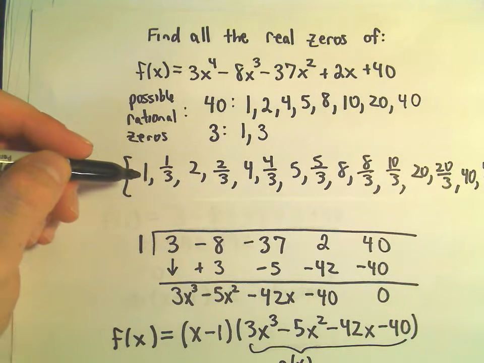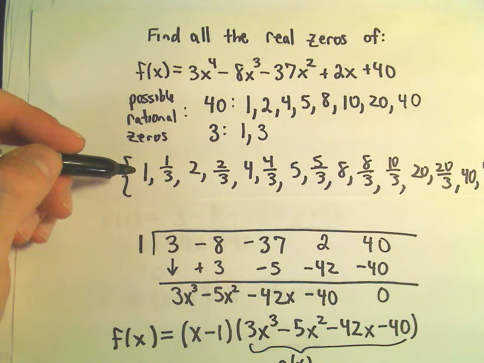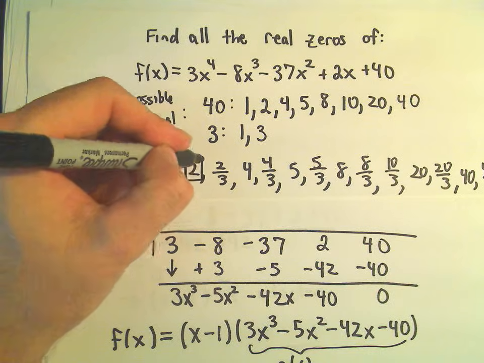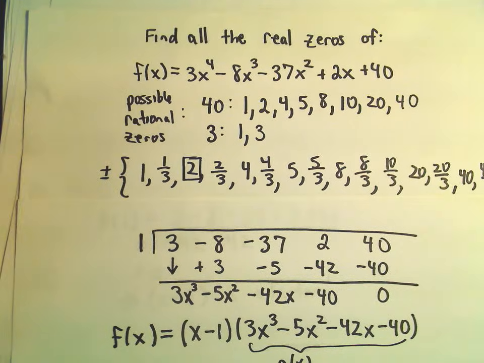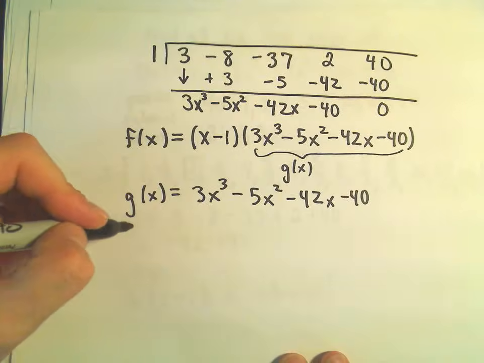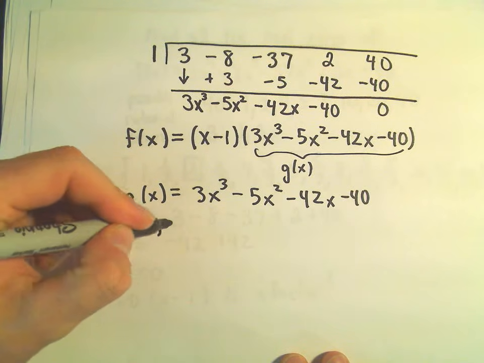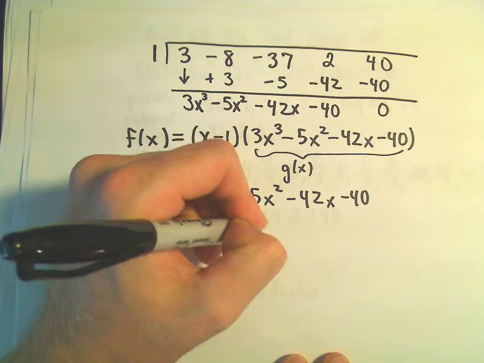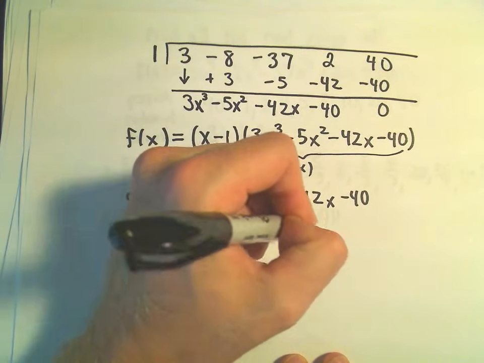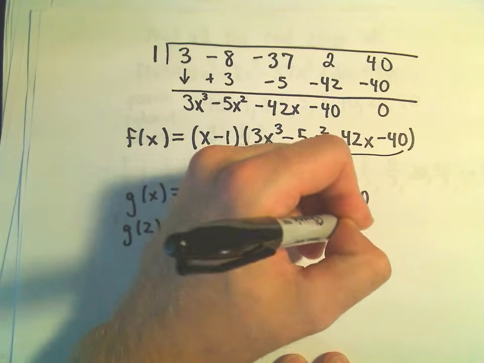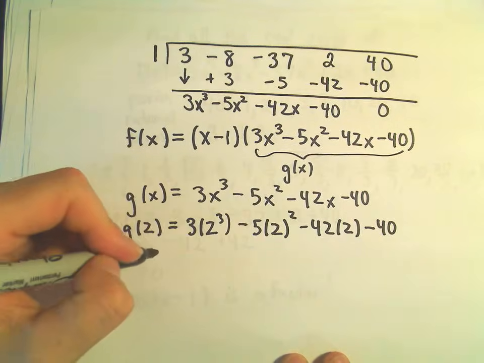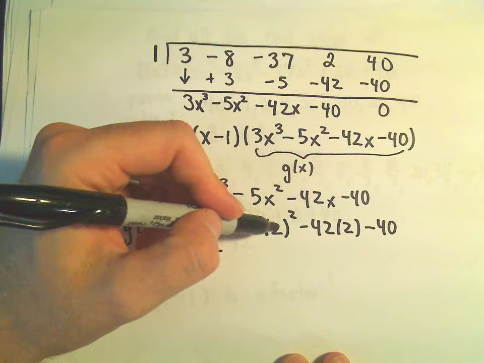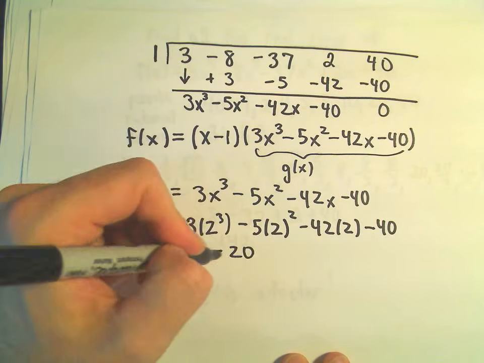We could use negative 1, but I don't think that's going to work at all. I'm going to jump over to the next easiest number, which will be either positive 2 or negative 2. If we plug 2 in, we would get 3 times 2 cubed minus 5 times 2 squared minus 42 times 2 minus 40. So 2 cubed is 8 times 3 is 24. 2 squared is 4 times negative 5 gives us negative 20.